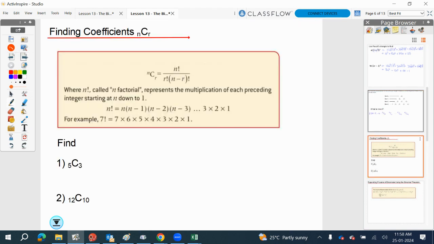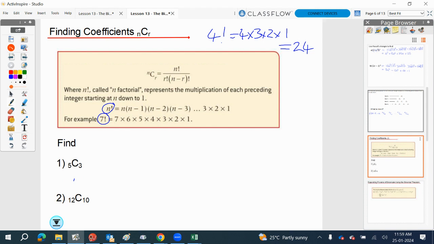Let's see how we can calculate them. So we have a formula for it, nCr. We're going to start off by looking at the factorial function. Here's n factorial, here's 7 factorial. So 7 factorial is 7 times 6 times 5 times 4. What would 4 factorial be? 4 times 3 times 2 times 1. What would that be? 24. Okay.